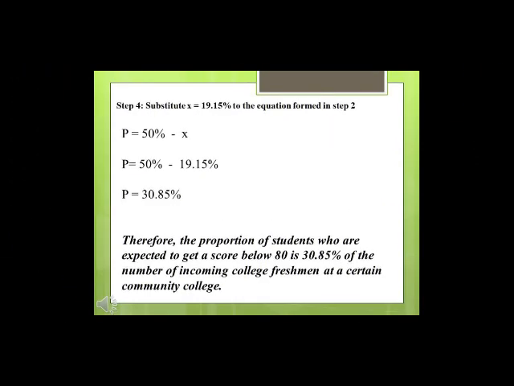At this stage, let's substitute the value of X in the equation. So, we have P equals 50% minus 19.15%. Simplifying, the result is 30.85%. So, the value of P is 30.85%. Therefore, the proportion of students who are expected to get a score below 80 is 30.85% of the number of incoming first-year college students at a particular community college.